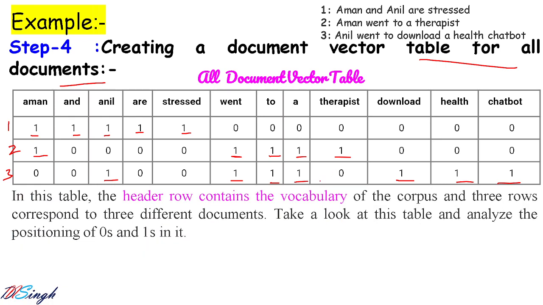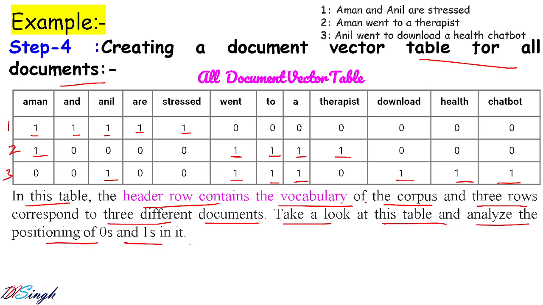Once you have created the document vector table, let us read out this text. In this table, the header row contains the vocabulary of the corpus, and 3 rows correspond to the 3 different documents, as we have 3 different documents in our example. Take a look at this table and analyze the positioning of zeros and ones in it. We put 1 if that word is present in the document 1 time. You see Aman is present in document number 1 time. If Aman came again in the same document, then we increment the value by 1. We have discussed this in the previous slide.